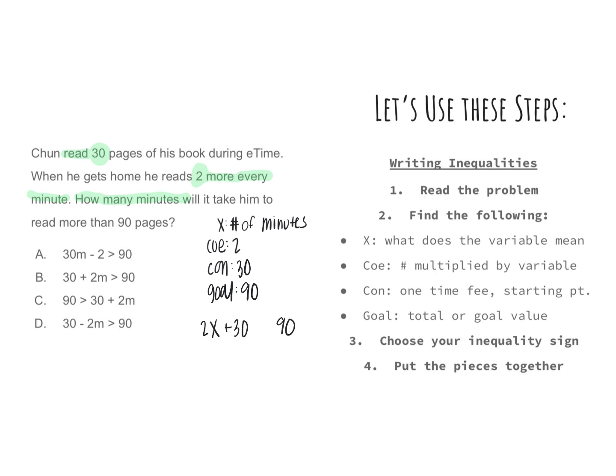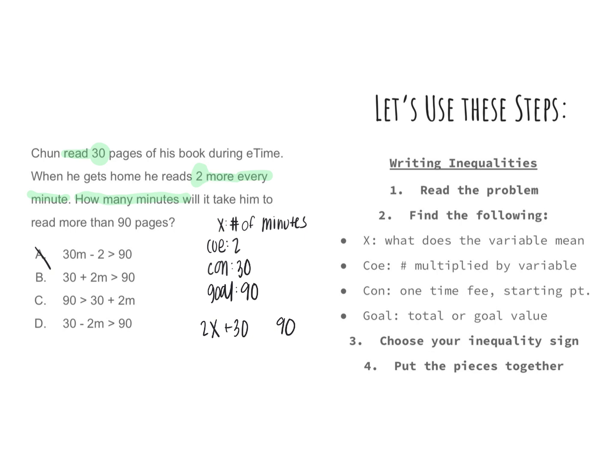Once I have these pieces, I can look at my answer choices and do some elimination to help myself narrow down the inequality sign. For answer choice A, they made 30 the coefficient, which is not correct. 30 is not the number being multiplied. For B, our numbers are in a different order, but 30 plus 2 times m is the same thing as 2 times m plus 30. So B gets to stay.